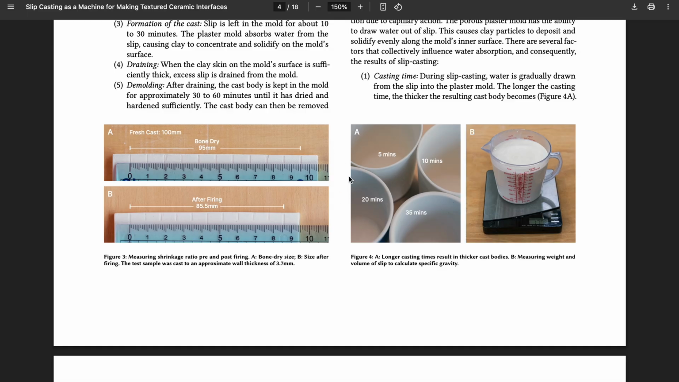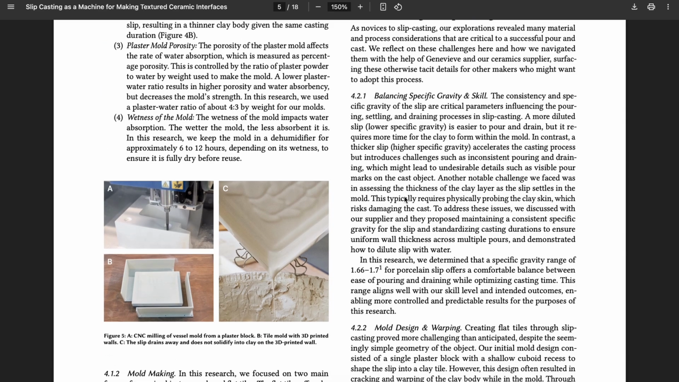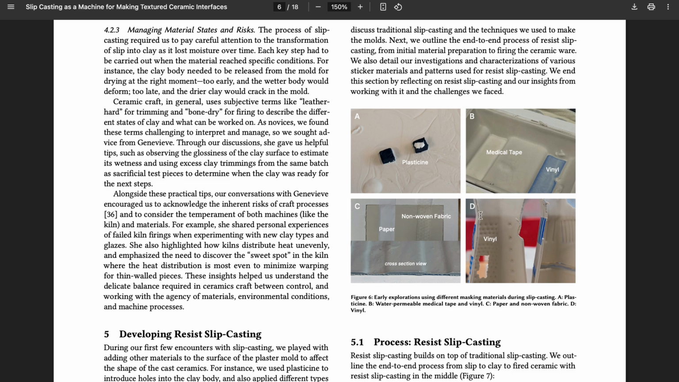So I think this is kind of academically interesting. I'm not too sure how practical it would be because of that, although they do show a couple of designs where it makes sense. Some of the early papers really about characterizing slips. So for instance, they look at different dwell times and how that impacts the thickness of the walls. They explored a bunch of different resists to apply to the plaster molds. Vinyl was what they used, but they also tried paper.